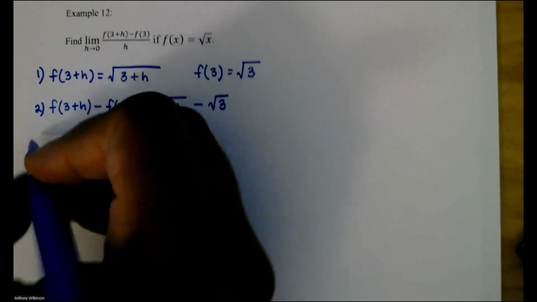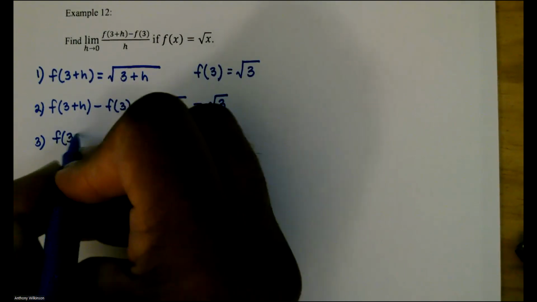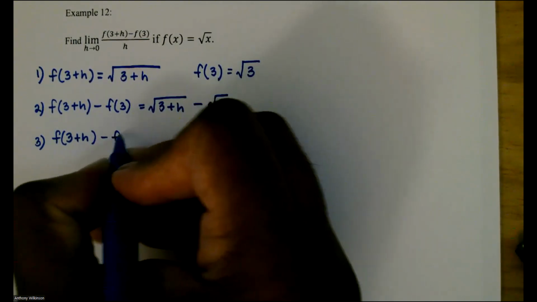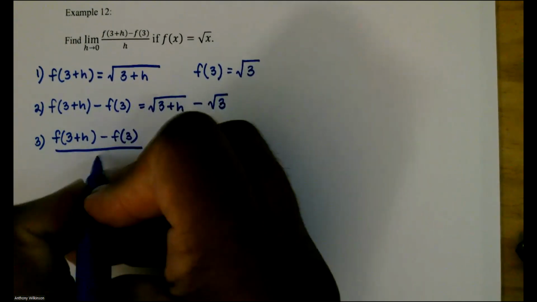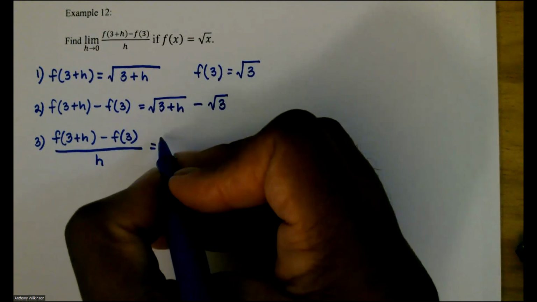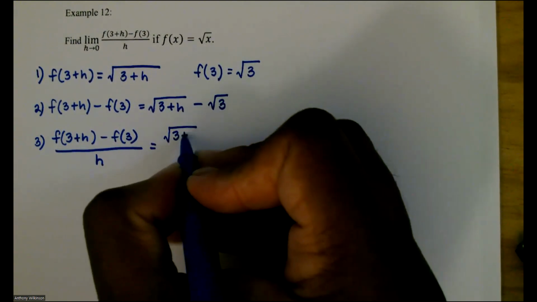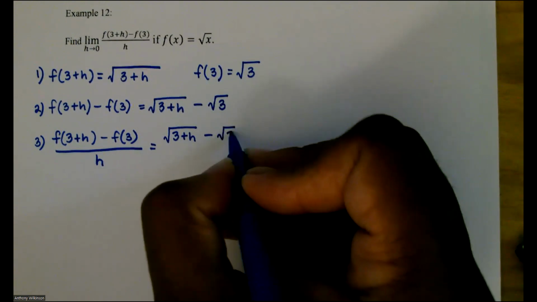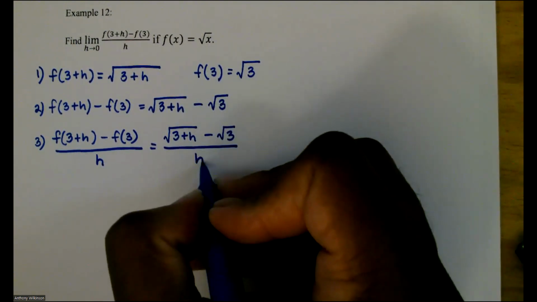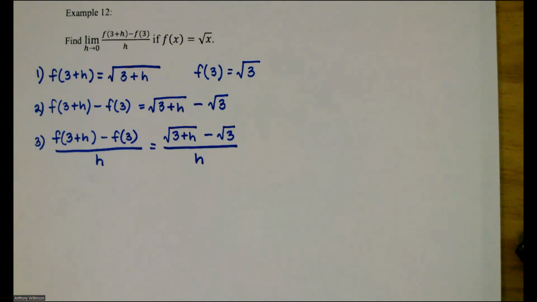Now, step number 3, we're going to take that expression in step number 2, f of 3 plus h minus f of 3, and divide that by h. Well, f of 3 plus h was the square root of 3 plus h, minus f of 3 is the square root of 3. That would be divided by h. Now, in this case here, we're not going to get much done with this unless we use what they call the conjugate.